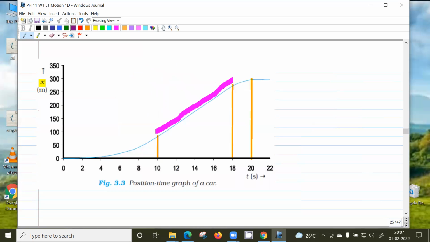This is a portion of how the position is changing with time. Can you comment on what is happening here? From 4 to 10 seconds, from 10 to 18 seconds, from 18 to 20 seconds, and after 20 seconds, what is happening? Looking at this variation of x with time, can you see what is happening here?